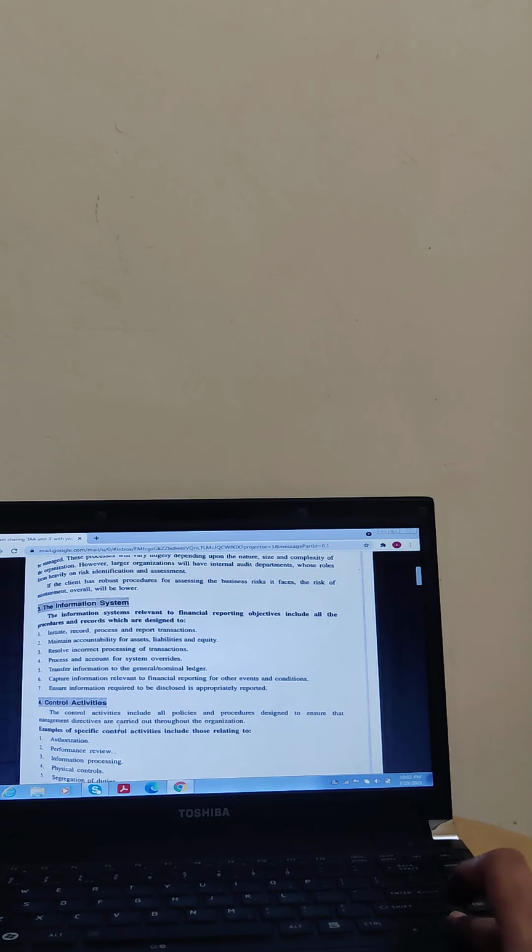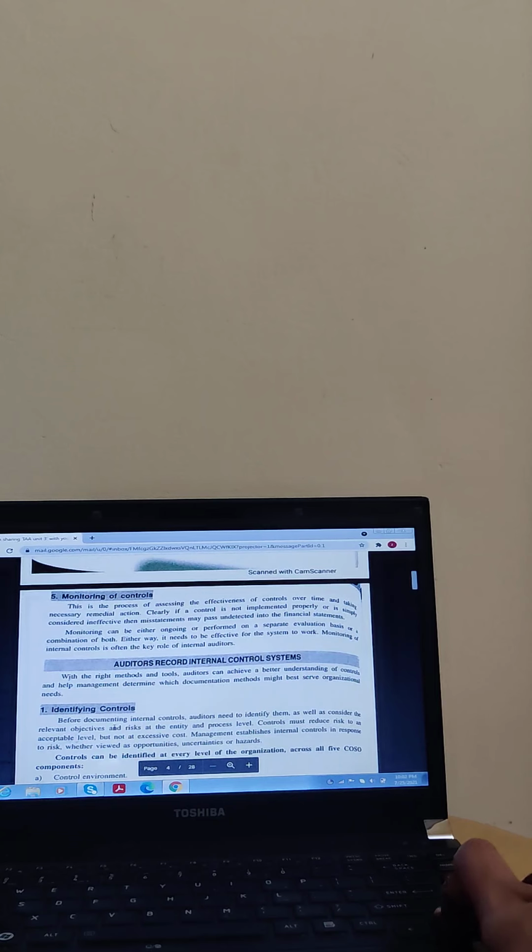in the information system. Your fifth one is your control activities. What are the control activities? Control activities are basically those activities like who can authorize the reports, okay, who can review the performance, who can access or process the information, physical control, segregation of duties, okay. Internal controls also make sure that they have included these particular policies and procedures of the organization, and also they have included all of these activities regarding your authorization, performance review, information processing, physical controls, and segregation of duties.